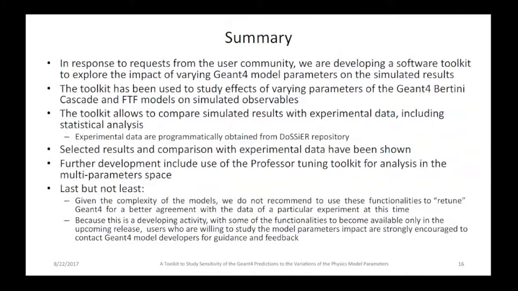So, summary: in response to requests from the Geant4 user community, the Geant4 developers are developing a software toolkit to explore the impact of varying Geant4 model parameters on simulation results. The toolkit has been used for first cases for the Geant4 hadronic model, in this case the FTF Bertini cascade. The early results have been shown in a couple of cases, and the next step, based on this collected study, is to try to do a more global analysis using Professor.